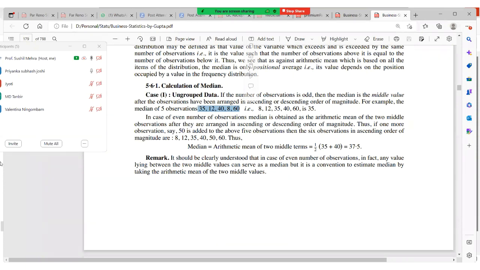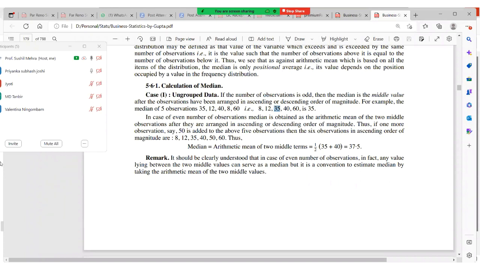Now, see the first one. We have to find the median of these 5 observations: 35, 12, 48, 60, and so on. Arrange in ascending order. Ascending order is from smallest to largest. Smallest is 8, 12, 35, 40, 60, right? Now, these are the 5 values. Centrally located is the middle one, which is 35. So in this case, the median is 35.